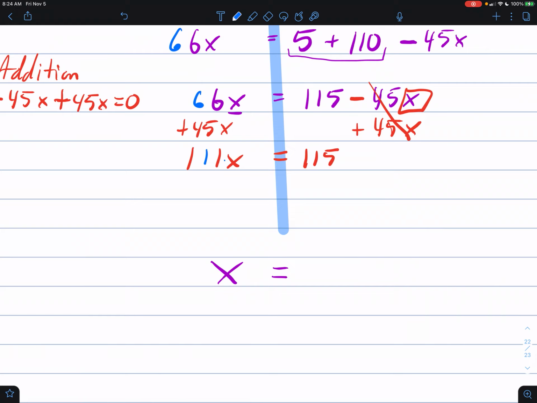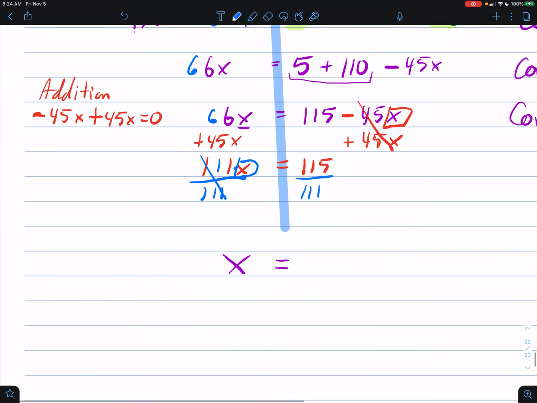And so I notice I got 111 times x. I want to get x by itself, so I'm going to do that division thing again that I talked about earlier. I only want to cancel out the 111 and not the x. So I use division here, okay, because 111 divided by 111 is 1. So this cancels out, but it cancels out to just 1x. So that's just x, and then we'll leave this as 115 over 111.